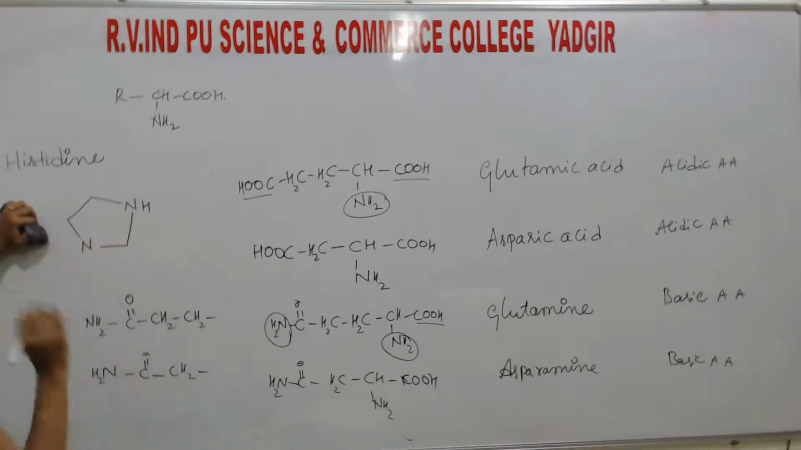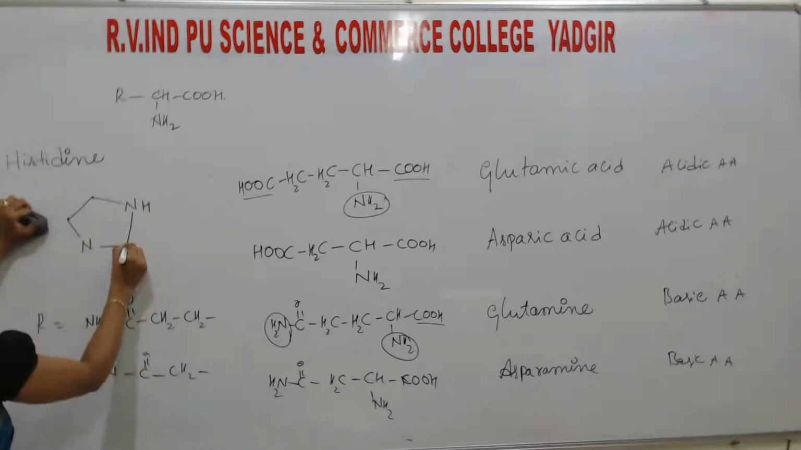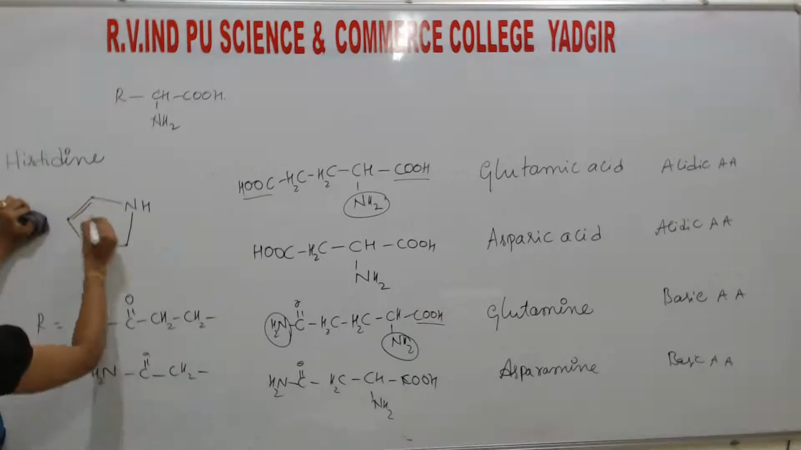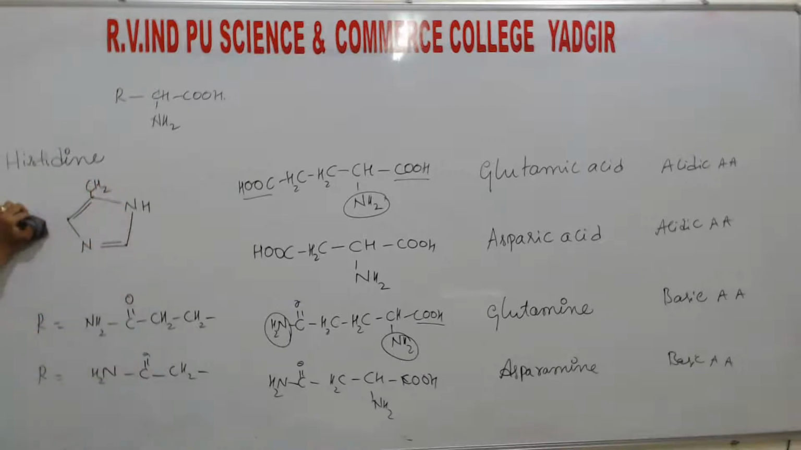This is a 5-membered ring. Here are the carbon atoms. Here it is a nitrogen atom. Alternate bonds. Here it is CH2. This is the structure of histidine. This is a heterocyclic amino acid.